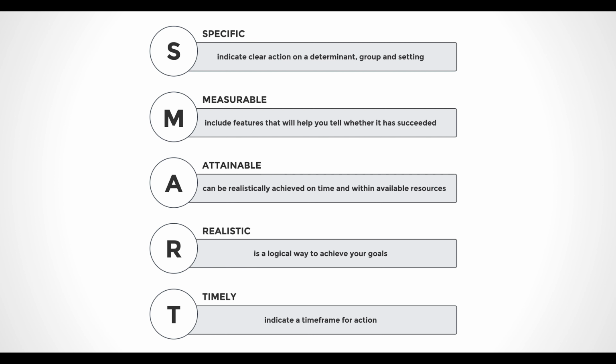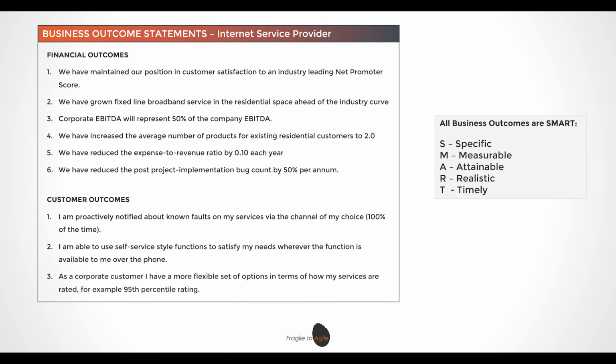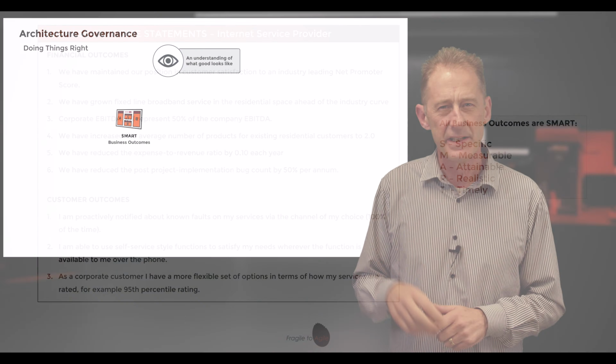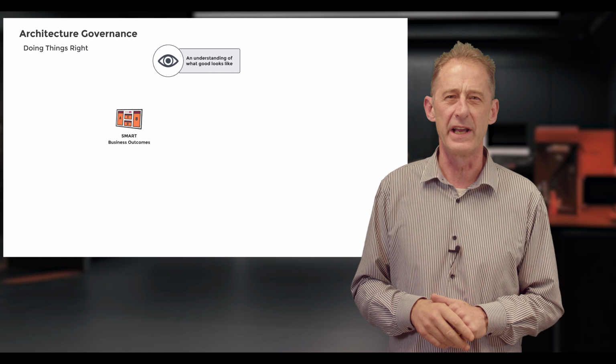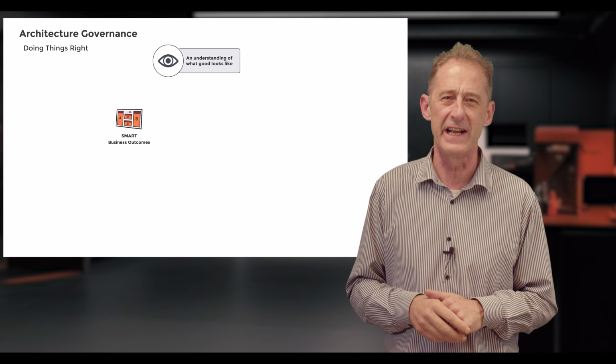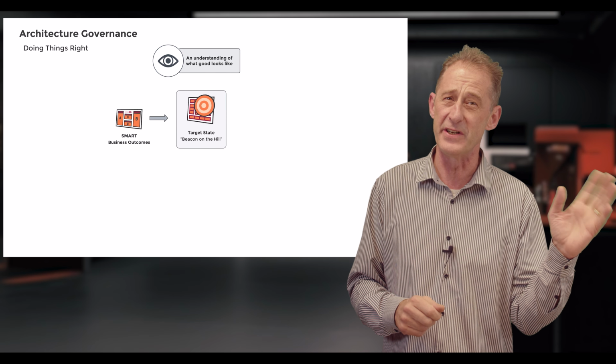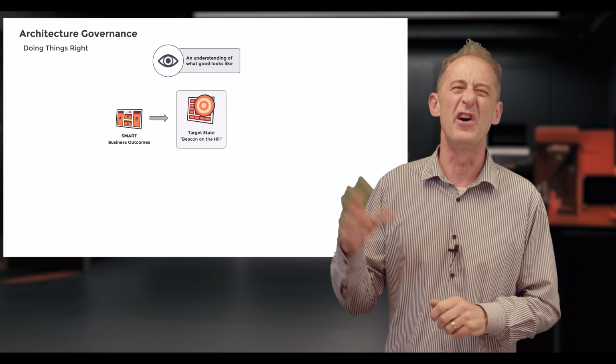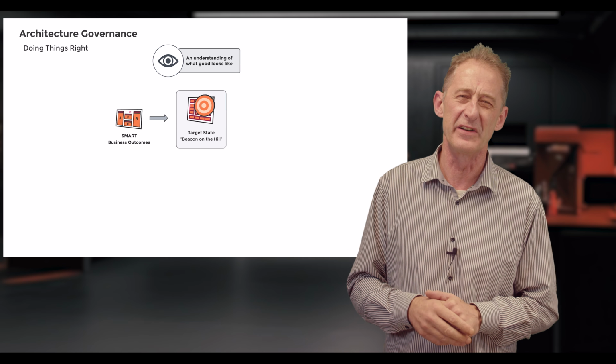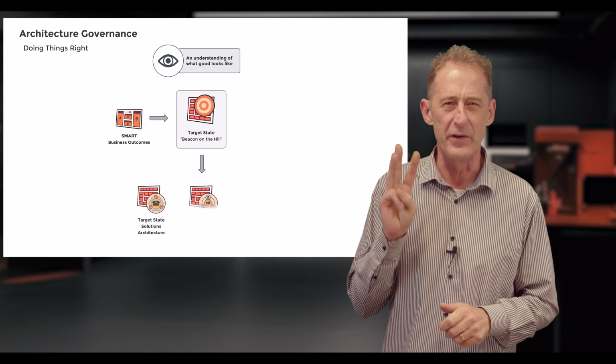Let's have a quick look at a sample from an internet service provider client. I'm not going to go through them now, but I'm sure you'll see when you look at this at your own leisure later that they fit the acronym. The second part of understanding what good looks like is to have a target state for your technology, driven by and linked back to your business strategy or your business outcomes. This is often referred to as your beacon on the hill or North Star. In our view, it has three components.